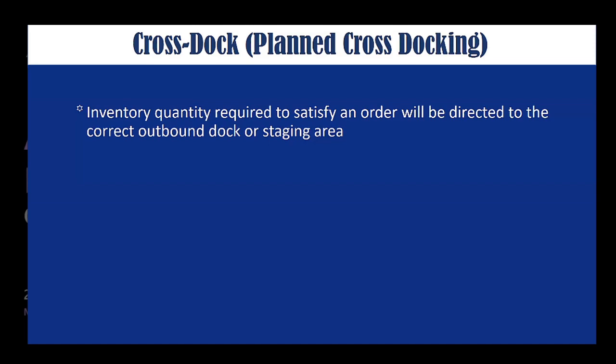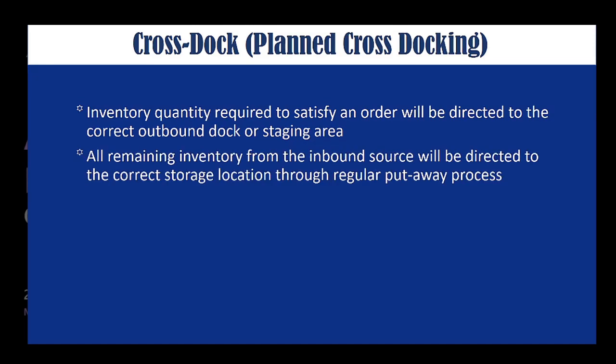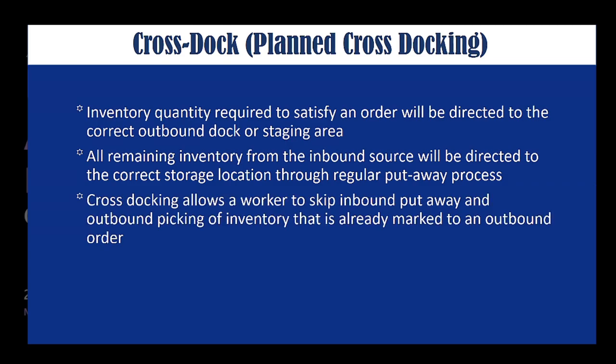And let's go and see what the cross-docking does. Inventory quantities required to satisfy an order will be directed to the correct outbound dock or staging area. All remaining inventory from the inbound source will be directed to the correct storage location through the regular put away process. And cross-docking will allow the worker to skip inbound put away and outbound picking of inventory. So that's what we discussed earlier.